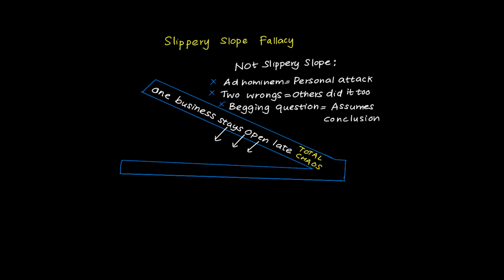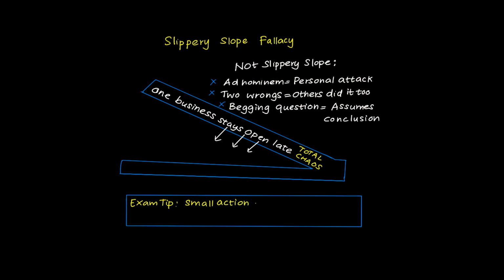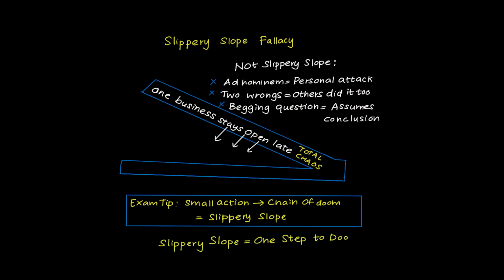Here's a WGU D265 OA exam tip for you. When someone claims one small step will inevitably cascade into disaster, that's slippery slope. Quick recall hook. Slippery slope = one step to doom.